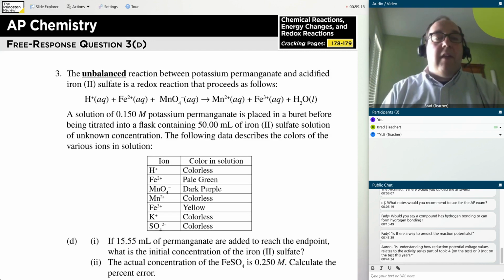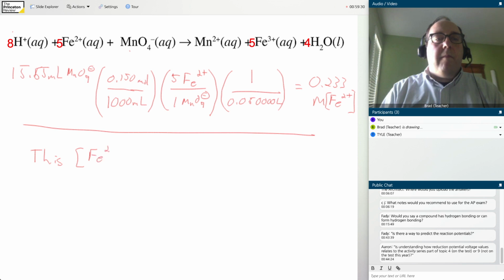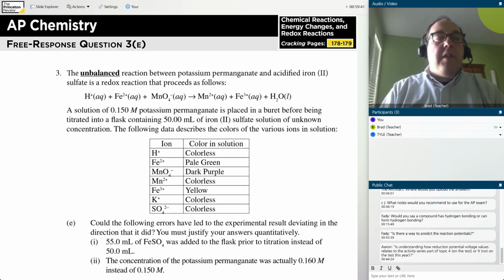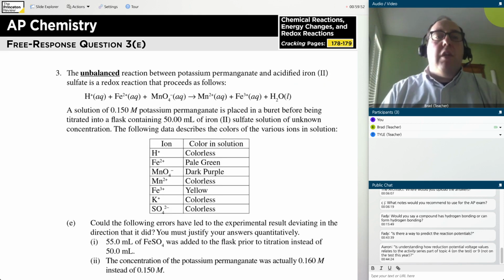The next part of this, they tell us that the actual concentration of iron is 0.25. Then I want you to calculate the percent error. For the purposes of time, I'm not going to calculate that percent error, but I do want to note that this concentration is too low. And I want to figure out why, because on the next slide, the next question that they ask you is to detect the sources of error, which is the type of thing that shows up a lot on AP. So we want to figure out if these errors would lead us to this deviation, meaning our concentration being too low. Let's try to figure that out.